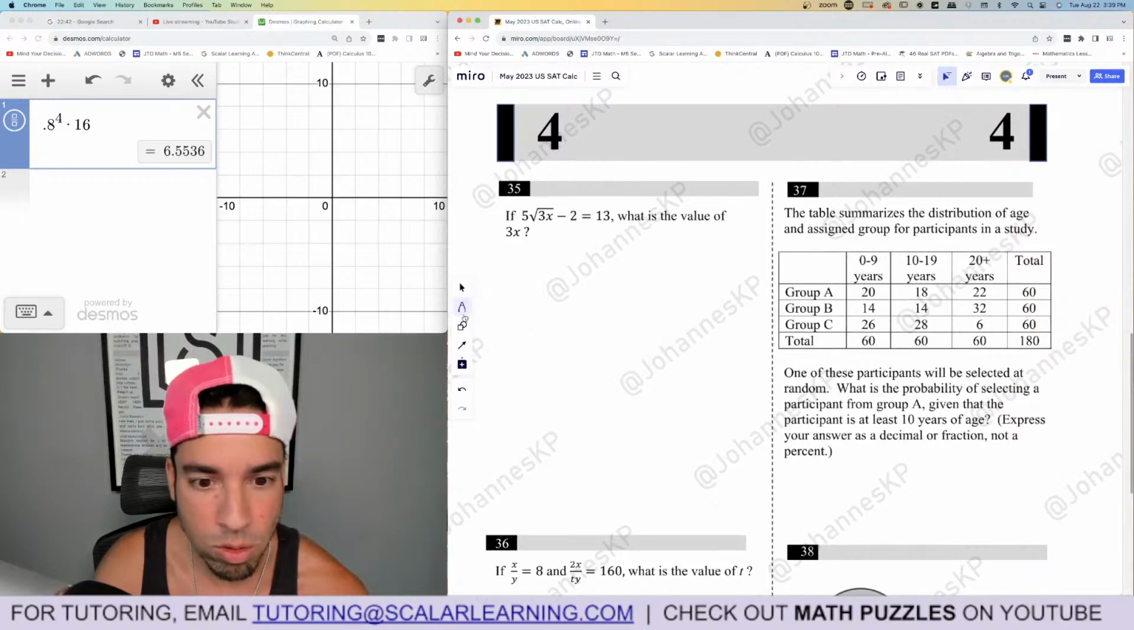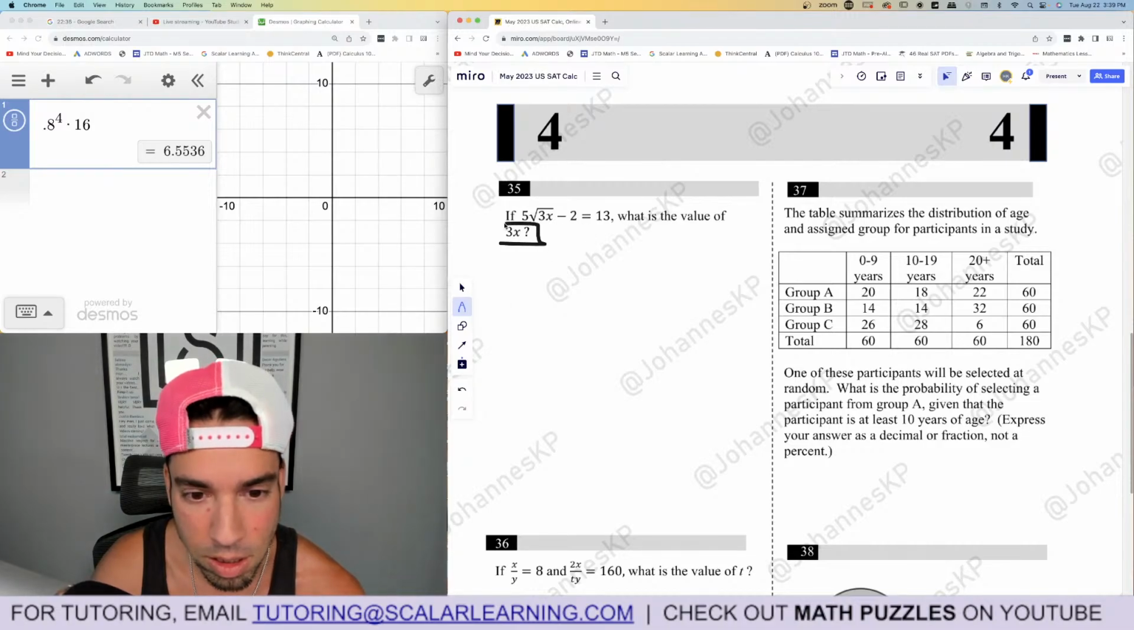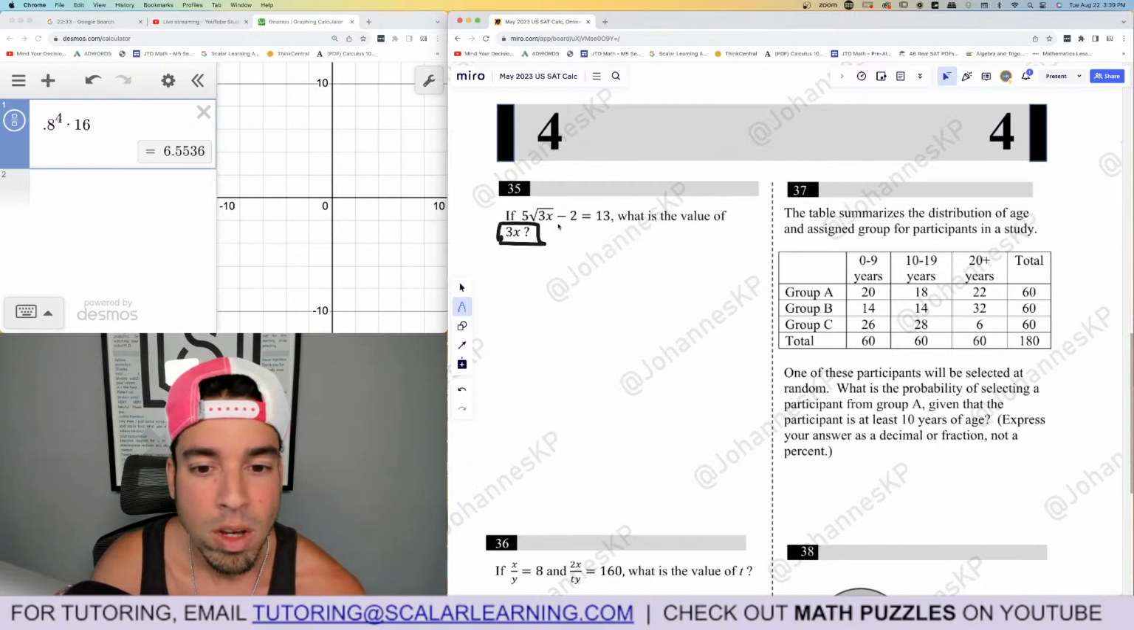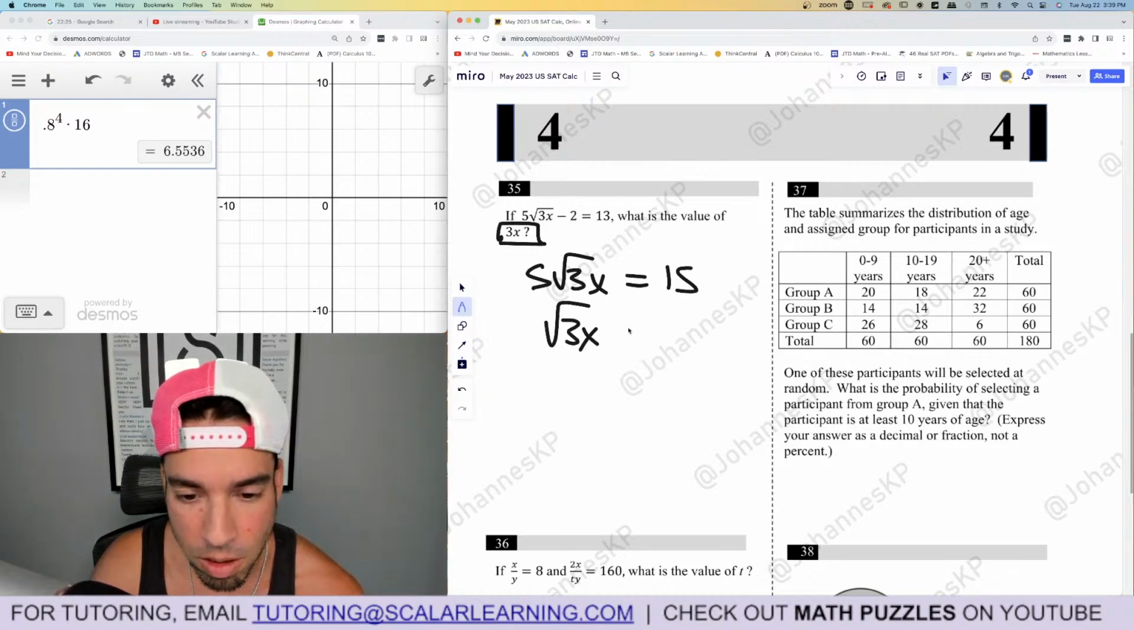35. Okay, solve a nice radical equation. So we're going to isolate. Don't forget, oh, look at this little trick: they want 3x, not x. That's even better because it'll make it easier. So 5 radical 3x, add 2 to that side, equals 15. Divide by 5: radical 3x equals 3, right? 15 divided by 5 is 3.